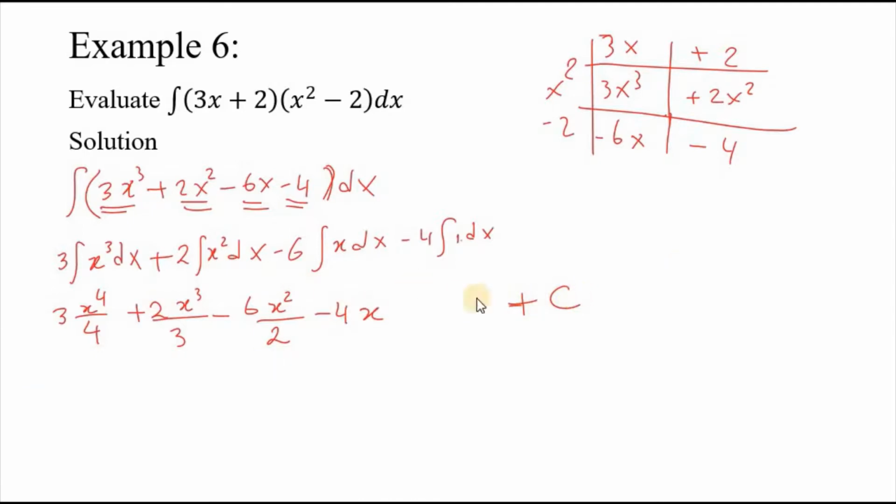You can do some cleanup here, so you can say this is 3 over 4 x to the 4th, plus 2 over 3 x to the 3rd, minus 3x squared, minus 4x, plus c, and that will be the final answer.